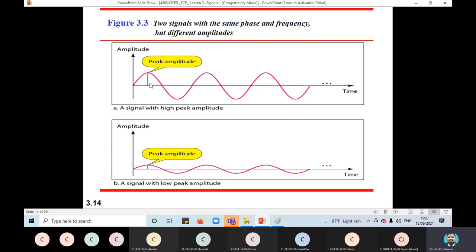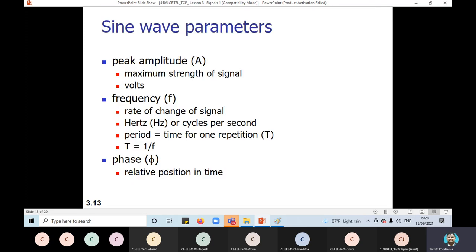Okay, so try to understand the parametric level of all these scenarios. An amplifier keeps the frequency and the phase angle of a signal constant or unchanged, but it changes the peak amplitude. You see this application in communication aspects, right? So now you have identified the parameters of a sine wave: peak amplitude, frequency, phase.